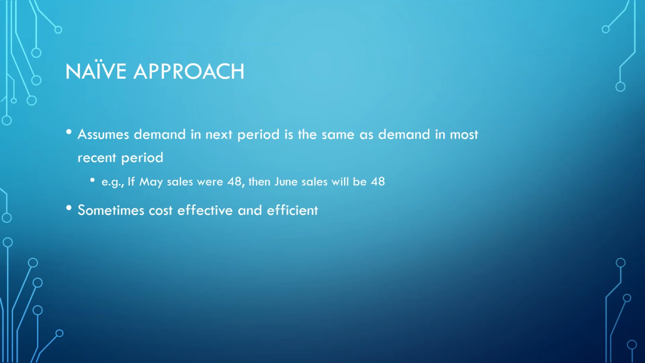The first one is the naive approach, which is the simplest approach to forecasting, assuming that demand in the next period will be equal to demand in the most recent period. For example, if sales of the last month were 120 cell phones, then sales of this month may be 120 cell phones. For some products, this approach might work and be cost effective actually. It could provide a starting point for other approaches, but it's not the best, but it can be a start point.